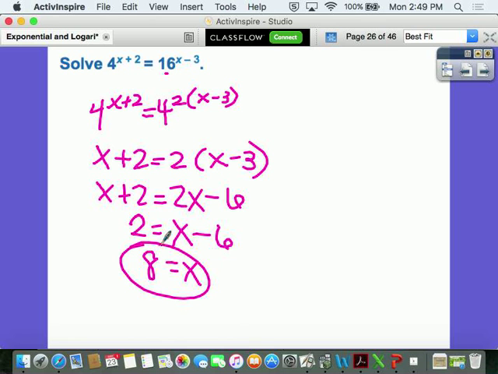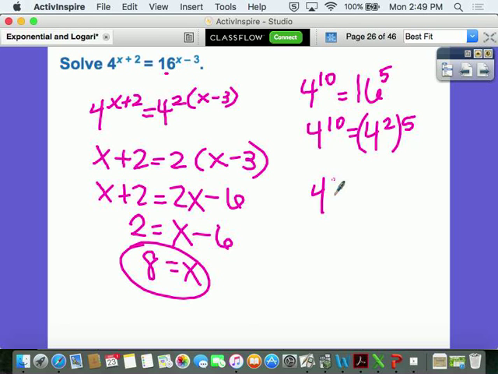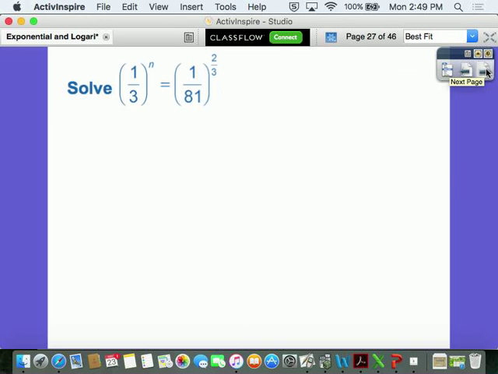Simple enough, okay? And you can always check by doing what? To the original. What's 8 plus 2? 10. And then what is 8 minus 3? 5. Now I know you're like, well, that's not the same thing. Well, again, how can you rewrite 16? And what do you do to the 5 on the outside? Multiply to the 2, and they're equal. Okay? So that's that one. There you go.